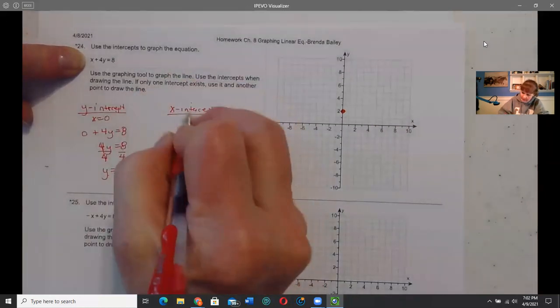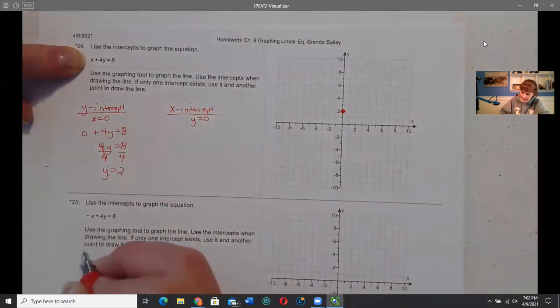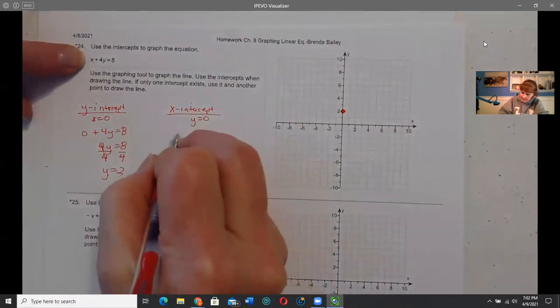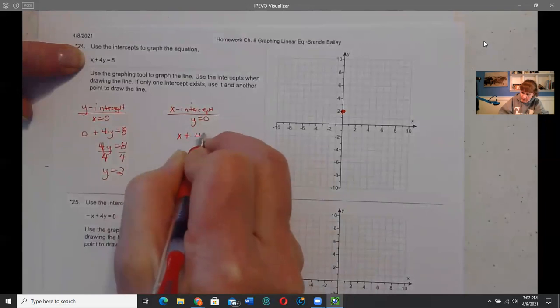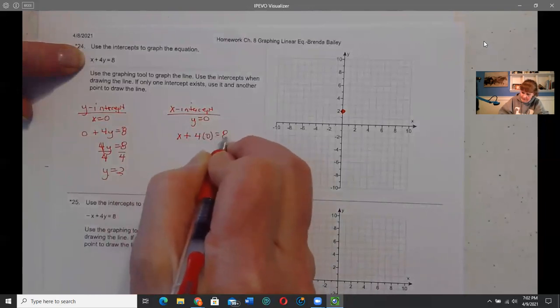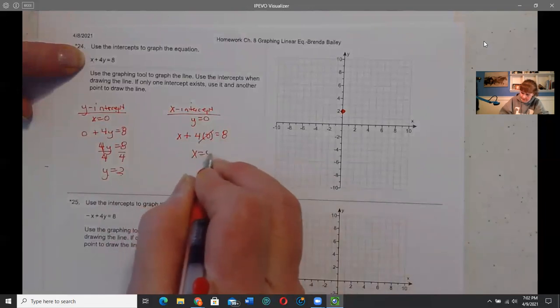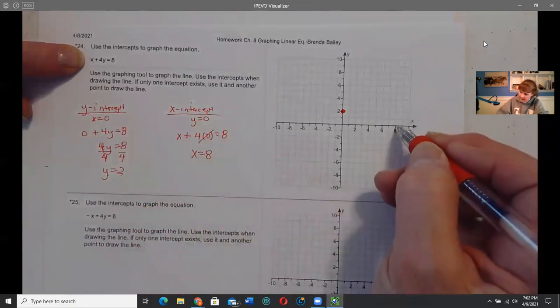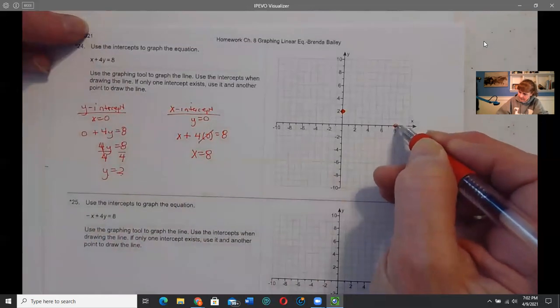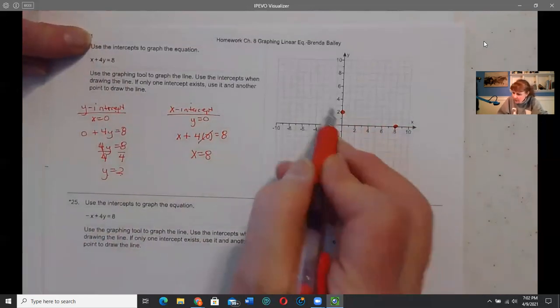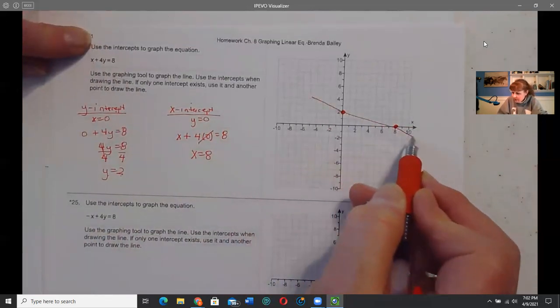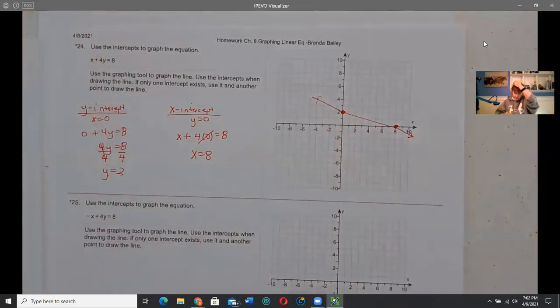X-intercept. To find the X-intercept, the Y is 0. So we have X plus 4 times 0. That's gone. It will hit the X-axis at 8. And then MyMathLab will draw a straighter line than I did. Okay. All right.